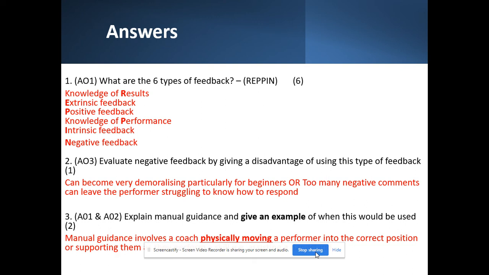Explain manual guidance and give an example of when this can be used. Manual guidance involves the coach physically moving the performer into the correct position or supporting them. An example could be supporting a gymnast to do a handstand. Okay, so that is your marks there. It is out of 9.